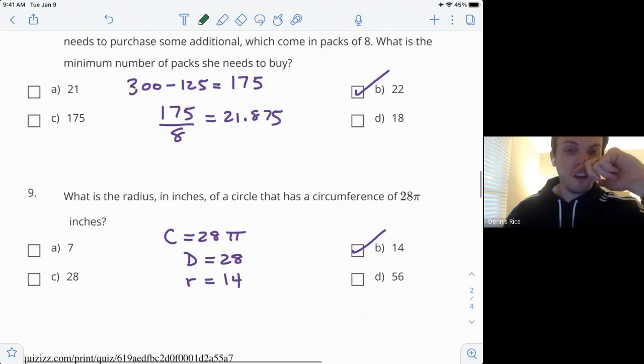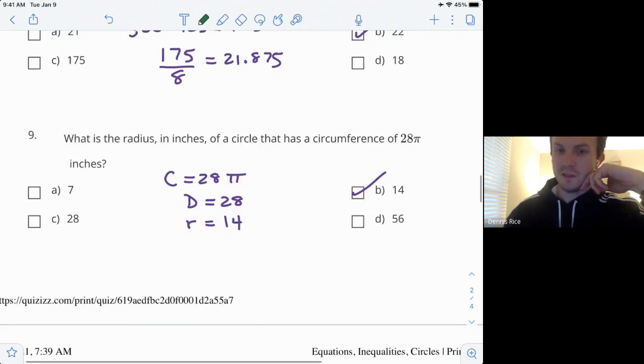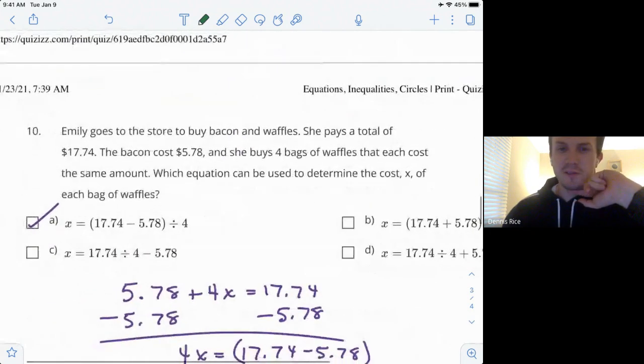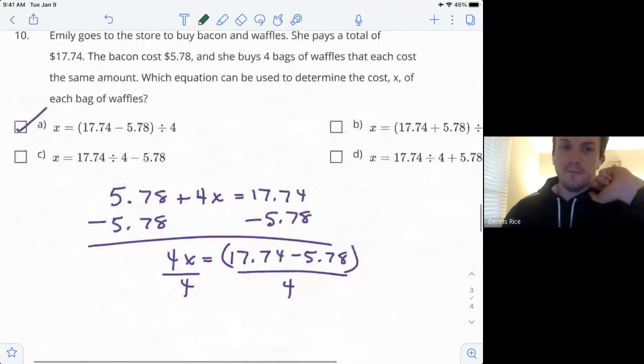Number 9, right away, diameter is 28, which means the radius is 14. This would probably be the easiest question, I would say, right? You do this in 2 seconds. And last one, this one was a little weird. Let's look at this closely.